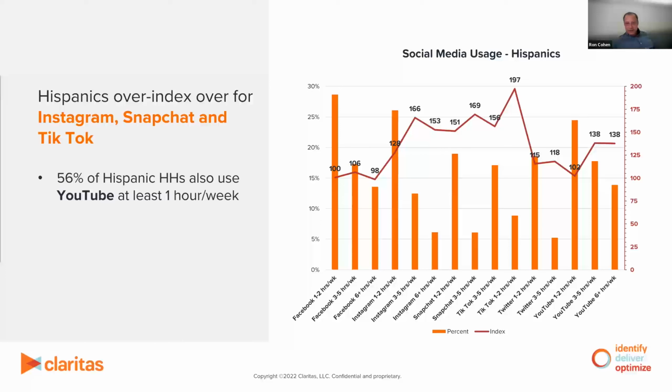This is all Hispanics for 1 hour a week, 2 to 4 hours a week, 3 to 5 hours a week, 6+ hours a week. Very, very heavy social media for Instagram, Snapchat, and TikTok. Also over here, you can see this is YouTube, 1 to 2 hours a week, 3 to 5 hours a week, 6+. You add them up and you find 56% of Hispanic households are on YouTube at least 1 hour a week. That's an incredible statistic. 56% on YouTube at least 1 hour a week.